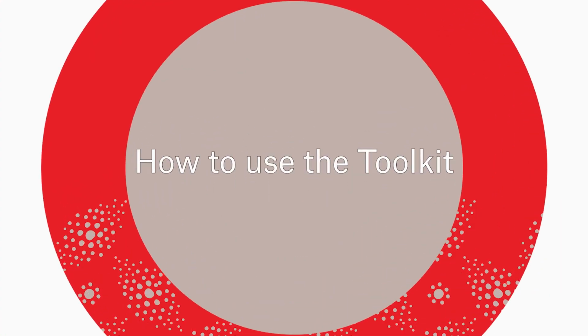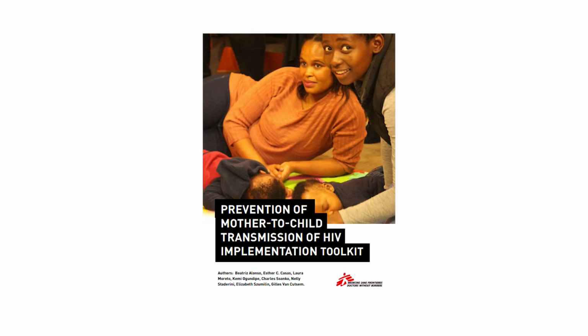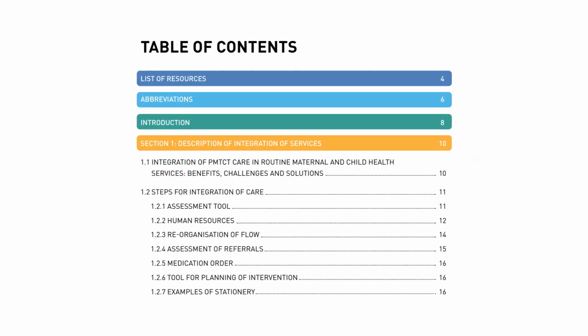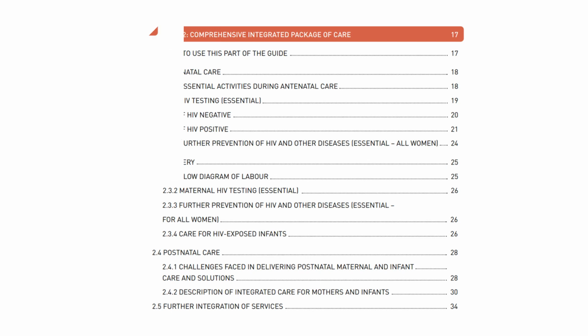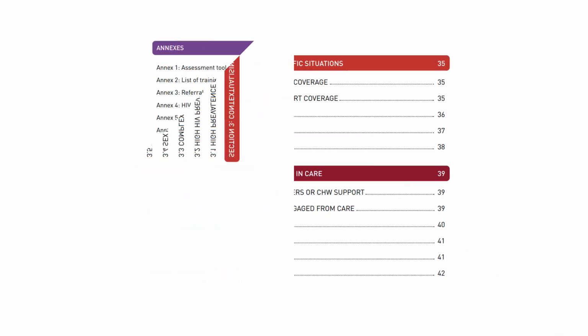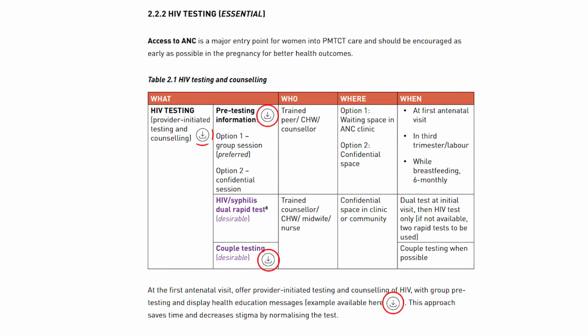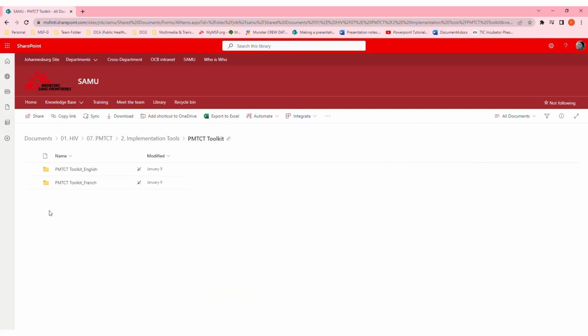How to use the toolkit. Throughout the PMTCT toolkit, you will find download icons. The toolkit is modular, meaning that each chapter or section can be used in a fully independent manner. For icons to be clickable and open the links, the entire folder must be downloaded as a package from SharePoint. Click on the folder, then click on the 3 dots to download.